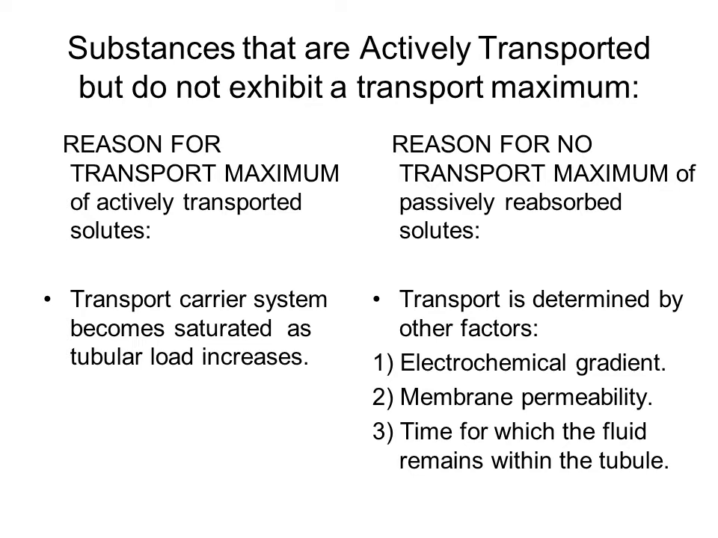The reason that actively transported solutes often exhibit a transport maximum is that the transport carrier systems become saturated as the tubular load increases. Some substances, however, that are passively reabsorbed do not have transport maximum. This is basically because of three reasons. Number one, electrochemical gradient. Number two, membrane permeability. Number three, time for which the solute remains within the tubule.